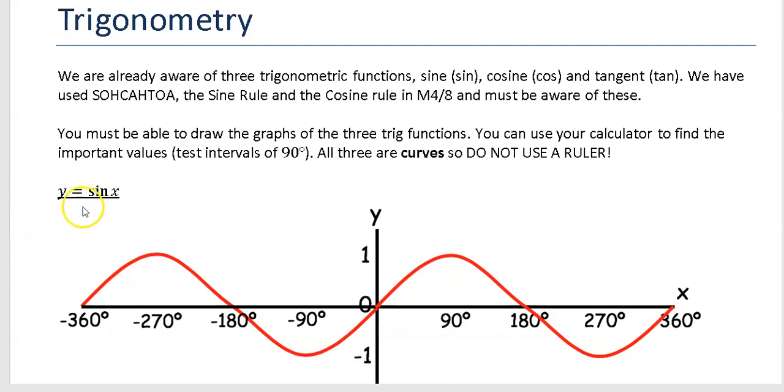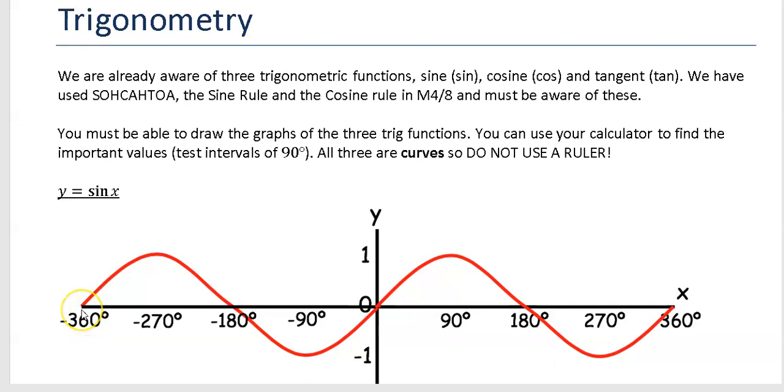Okay, for your sine graph, first of all, we're going to do it from minus 360 to plus 360. In an exam, they normally give it within any range of 360 degrees. So quite often it's from 0 to 360, or quite often it's going to be minus 180 to positive 180. But we've gone all the way from minus 360 to positive 360 here. Now, when you're doing this, you want to test every 90-degree interval.